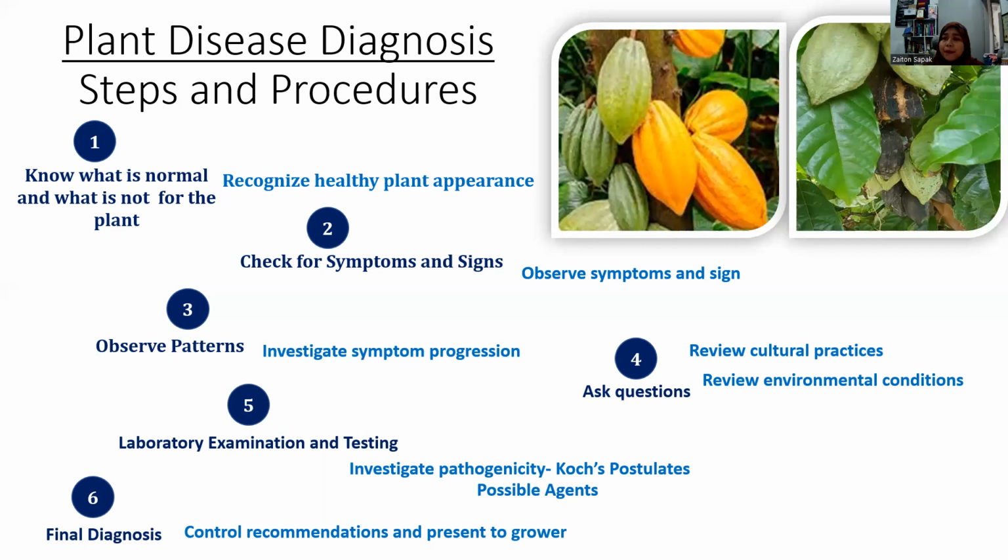Then we collect the samples and bring them to the lab to examine and test them, especially to identify the cause, the pathogens, and also to understand how the pathogens attack the plants. And finally, it's the final diagnosis. After we confirm the pathogens and understand how they attack the plants, we can recommend the control or solutions to the growers for the problem.